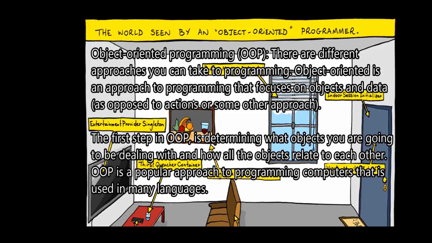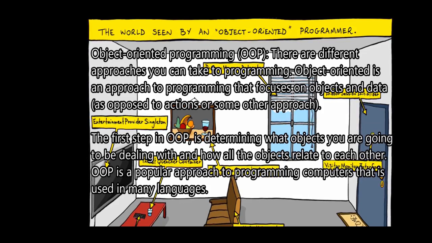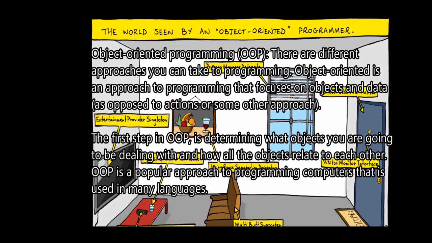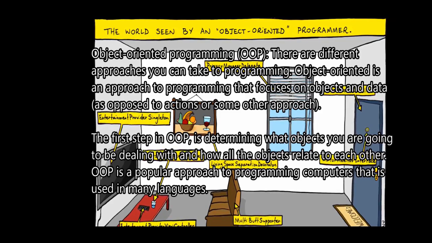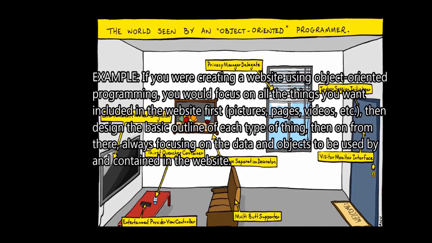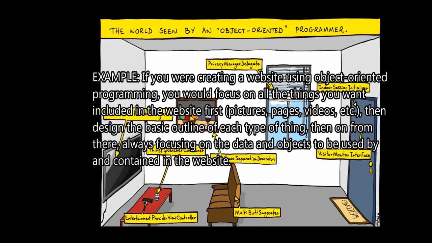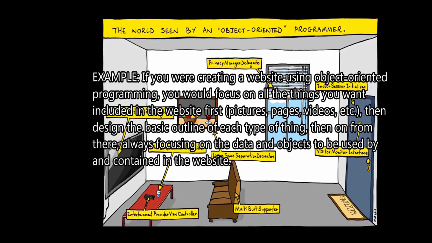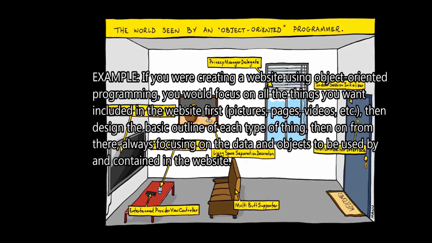Object-oriented programming, OOP. There are different approaches you can take to programming. Object-oriented is an approach to programming that focuses on objects and data as opposed to actions or some other approach. The first step in OOP is determining what objects you are going to be dealing with and how all the objects relate to each other. OOP is a popular approach to programming computers that is used in many languages. Example: if you were creating a website using object-oriented programming, you would focus on all the things you want included in the website first: pictures, pages, videos, etc. Then design the basic outline of each type of thing, then on from there, always focusing on the data and objects to be used by and contained in the website.